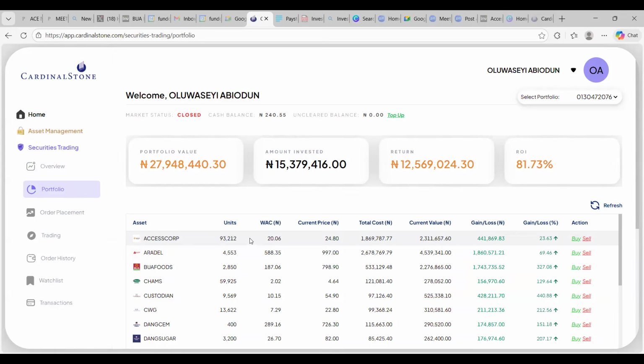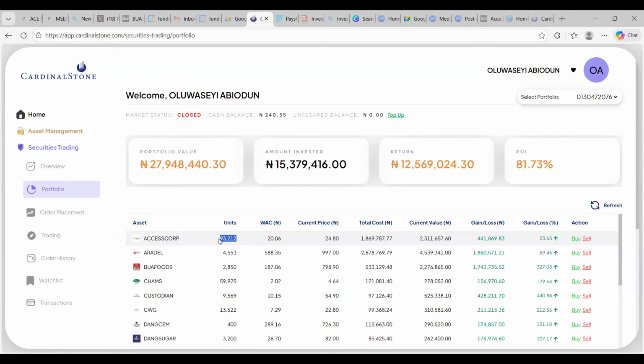Because I did not buy these 93,000 units at once. I bought these 93,000 units in tranches. I bought maybe 2,000 units at some point, 5,000 units at some point, 10,000 units at some point. The implication is that I bought them at different prices. So maybe when I bought 10,000, it was 15 naira. I bought another 20,000, it was 17 naira. I bought another one, it was 21 naira. I bought another one, it was 23 naira.